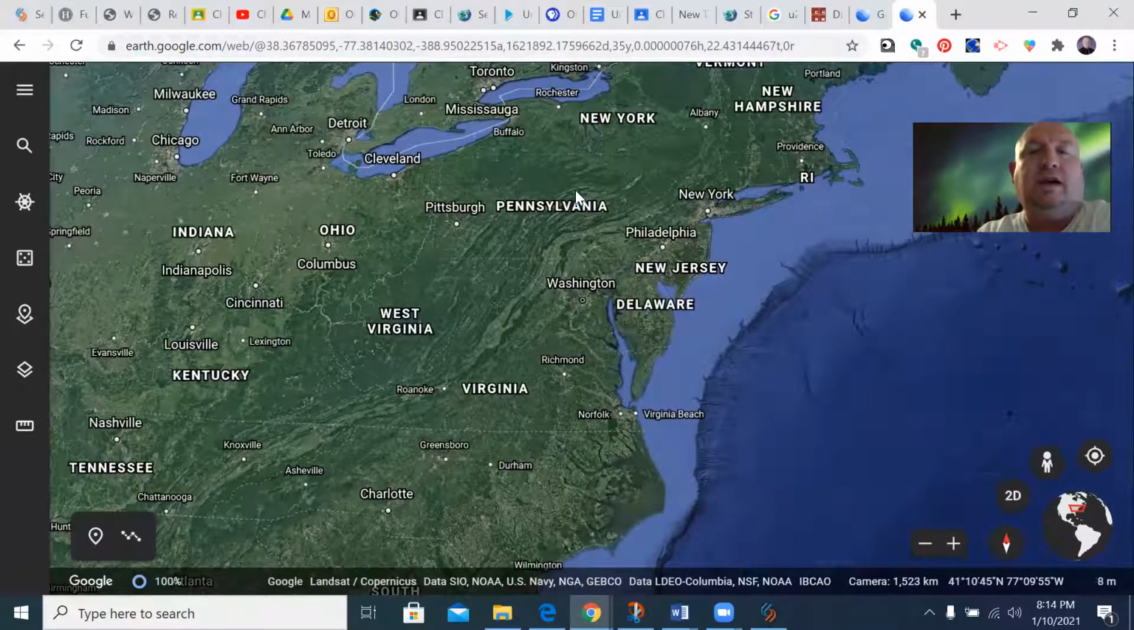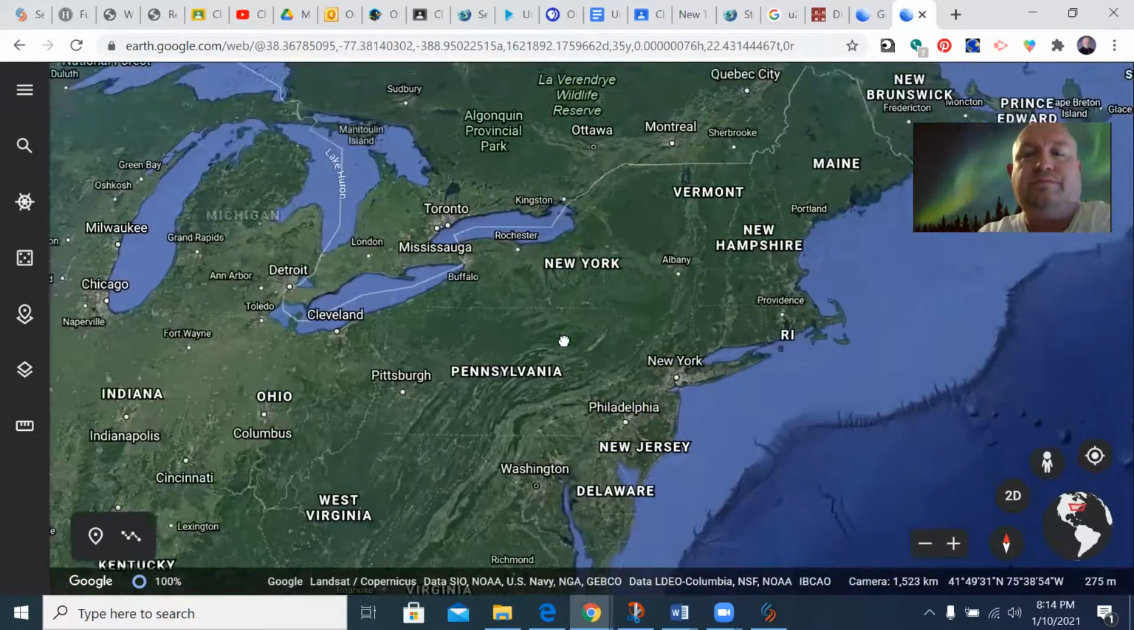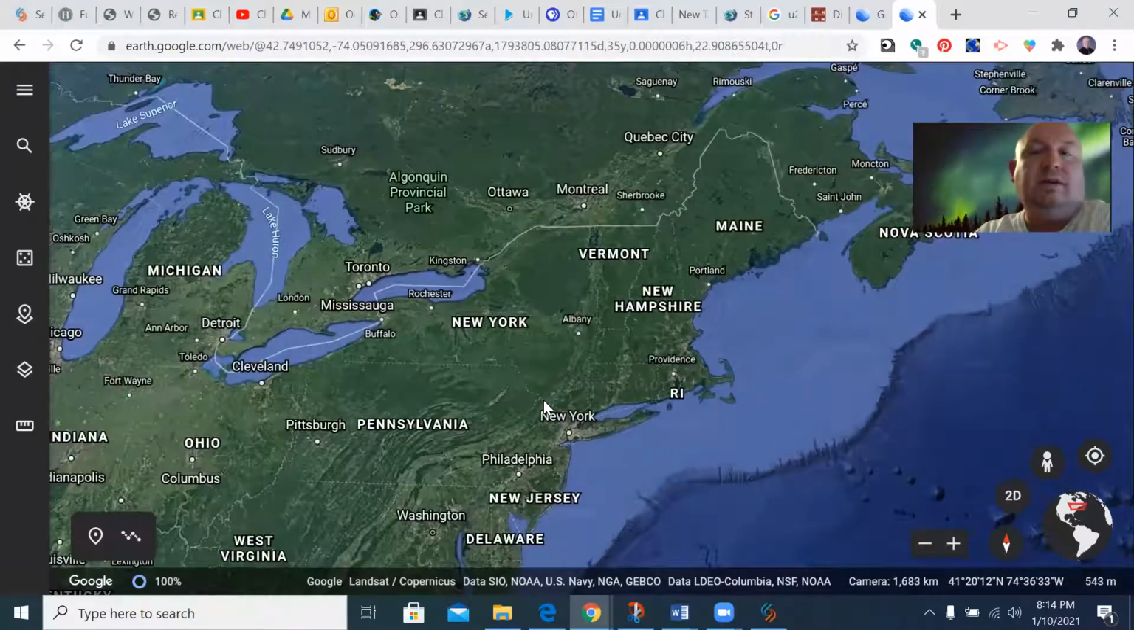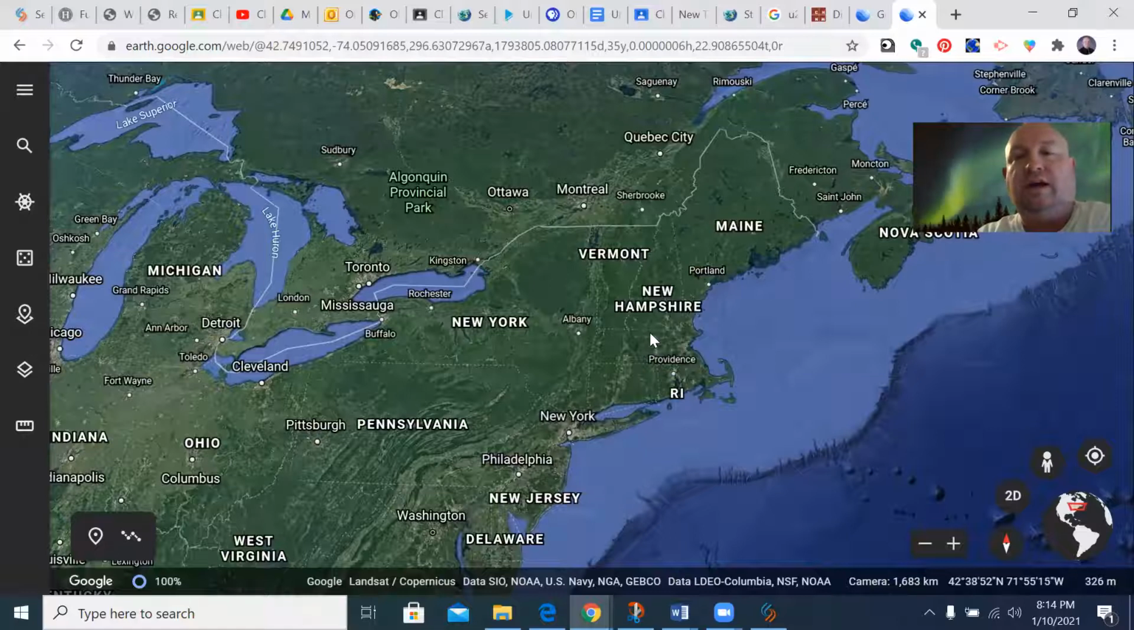In the middle colonies, we have Pennsylvania, New York, Delaware, and New Jersey. And we have the New England colonies, Massachusetts, Connecticut, Rhode Island, New Hampshire. At that time, Vermont wasn't yet there officially, and Maine was part of Massachusetts.